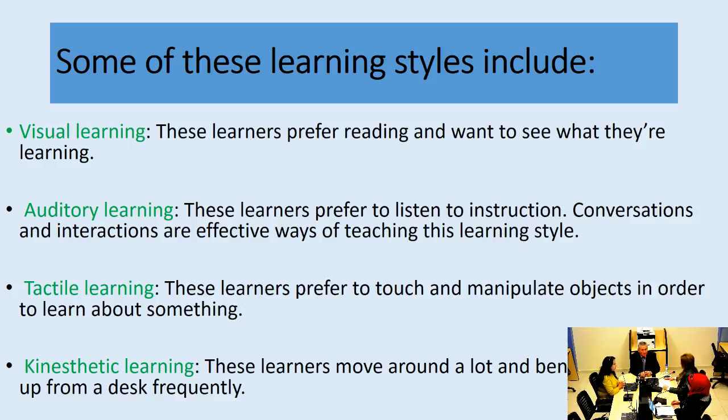Some of these learning styles include visual learning. These learners prefer reading and want to see what they are learning. Auditory learning. These learners prefer to listen to instruction. Conversation and interaction are effective ways of teaching this learning style. Tactile learning. These learners prefer to touch and manipulate objects in order to learn about something.